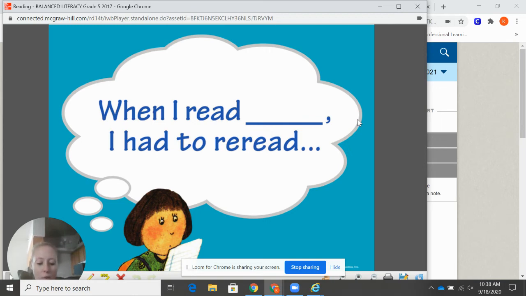So I can reread the opening part of the story to make sure I understand why the family is worried about Grandpa. So I'm going to reread the opening part.